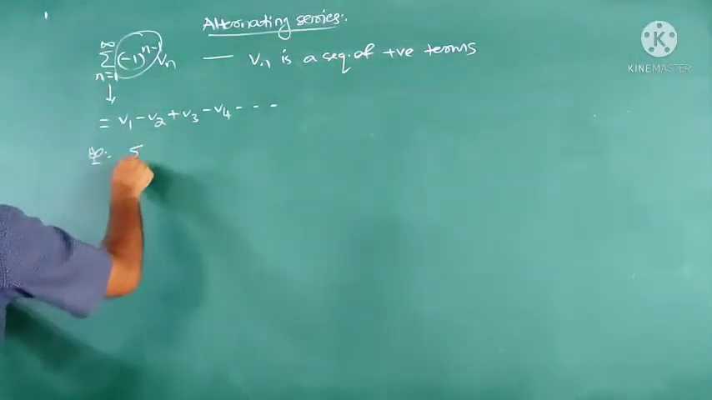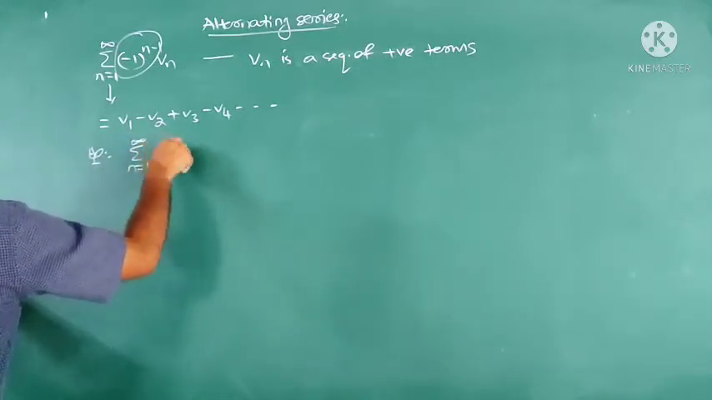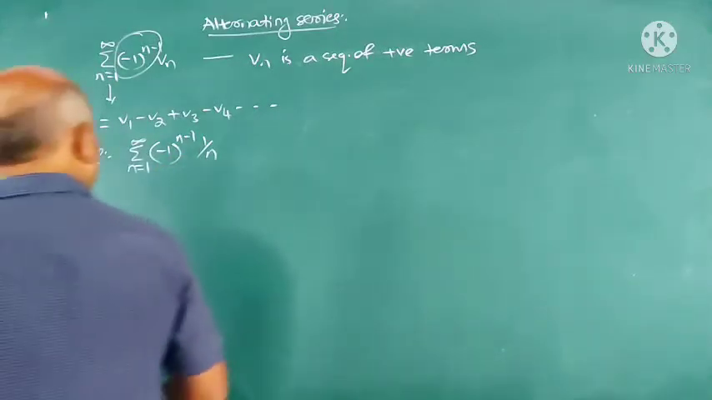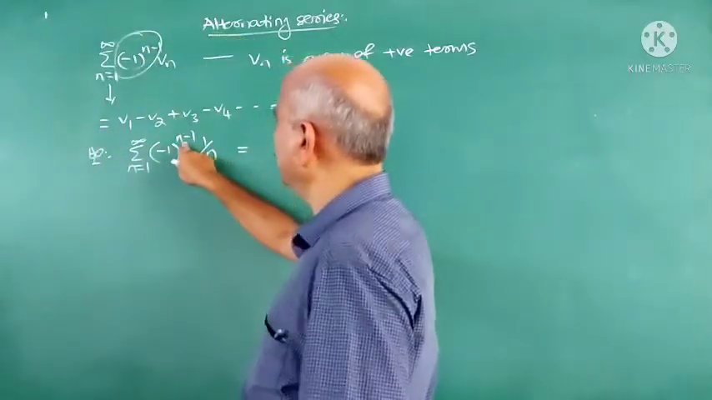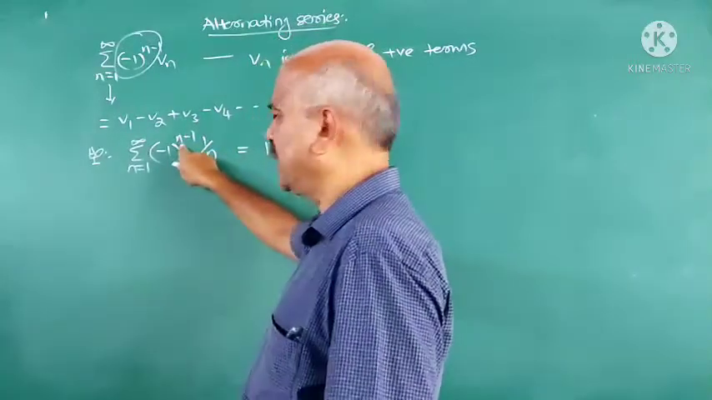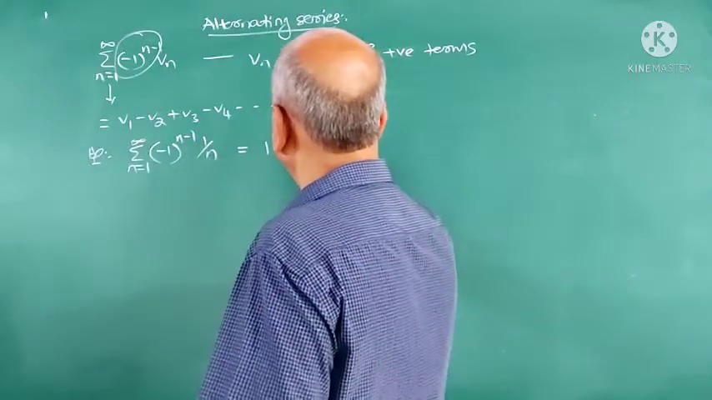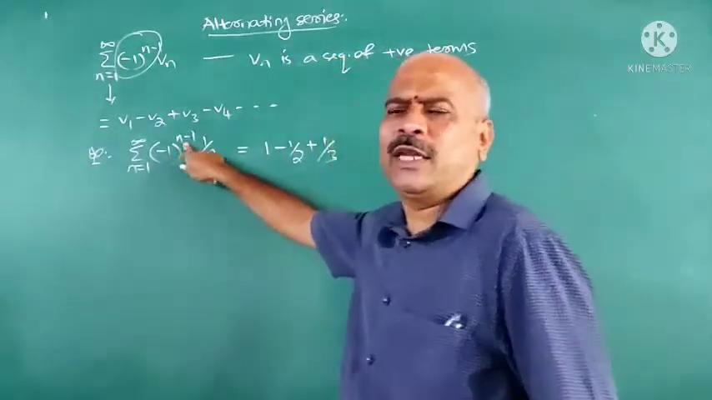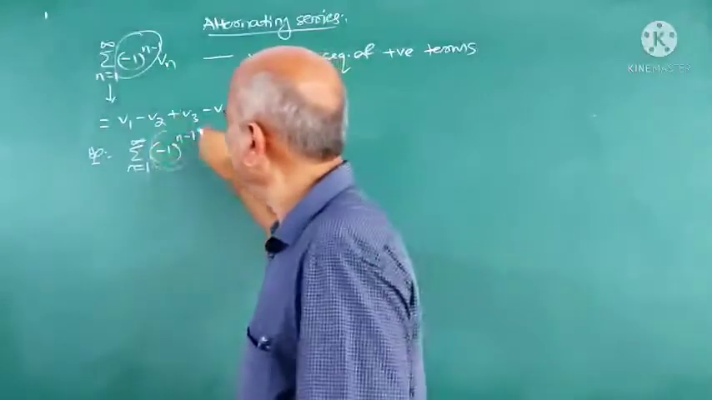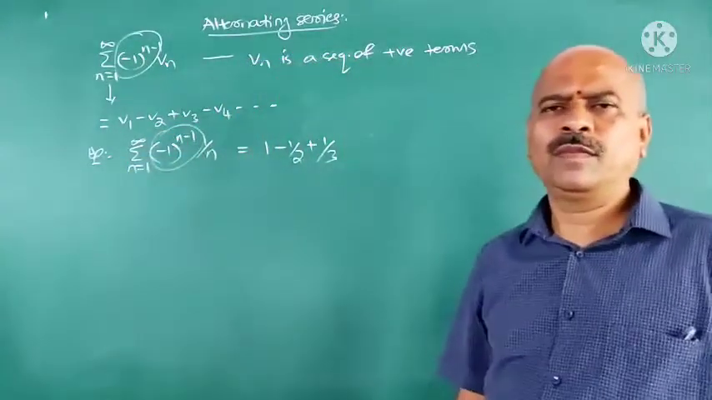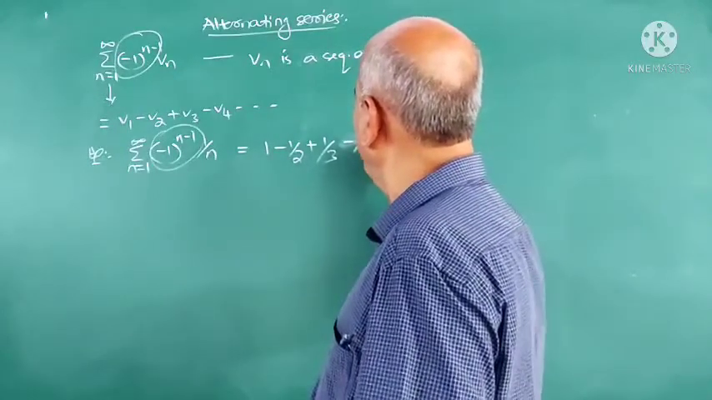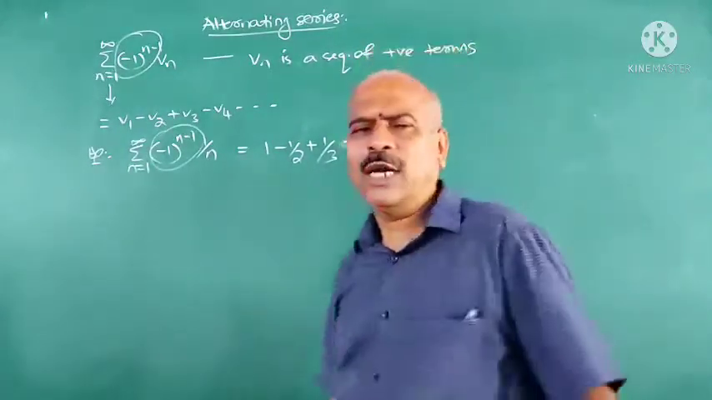Example: sigma 1 to infinity minus 1 raised to n minus 1, 1 upon n. It is an alternating series, because n equal to 1 gives 1, n equal to 2 gives a minus sign, n equal to 3 gives a plus sign. Minus 1 raised to n minus 1 gives only the sign here. So it is 1 minus 1 by 2 plus 1 by 3 minus 1 by 4 and so on. This is an alternating series.